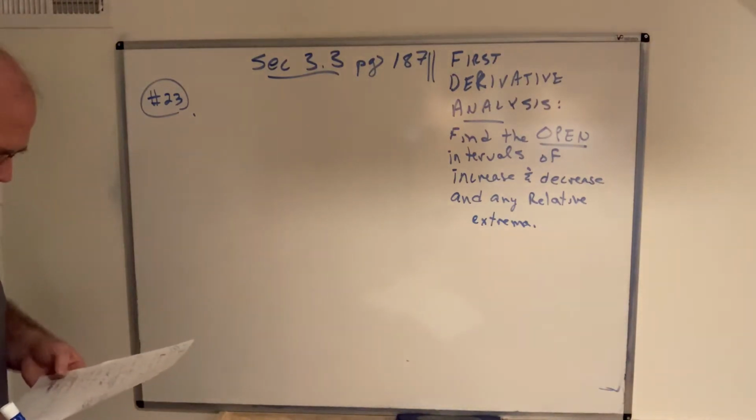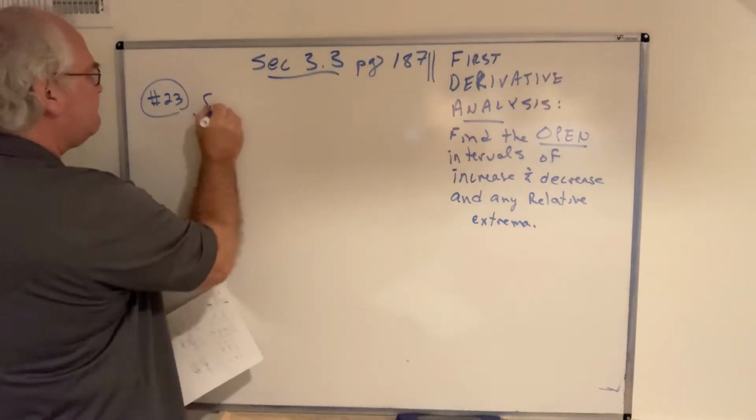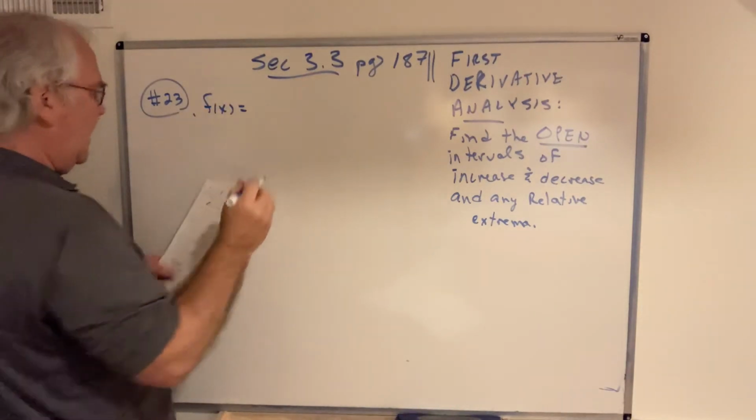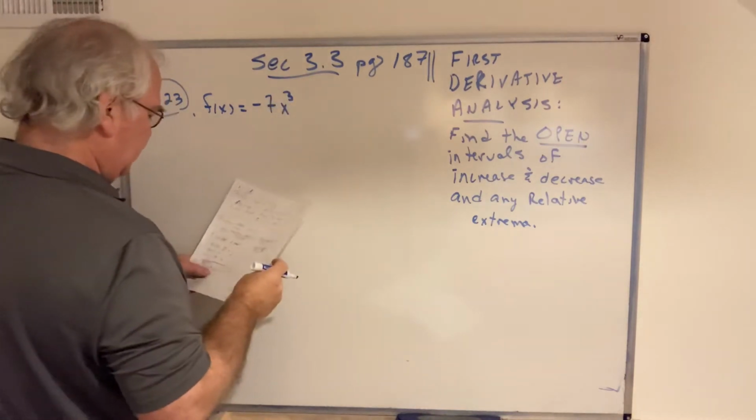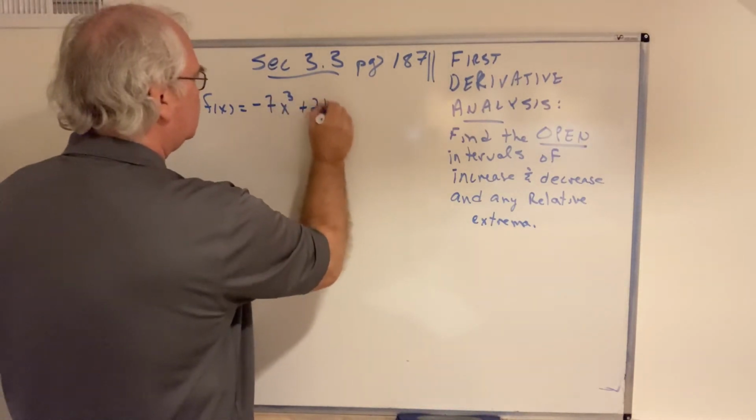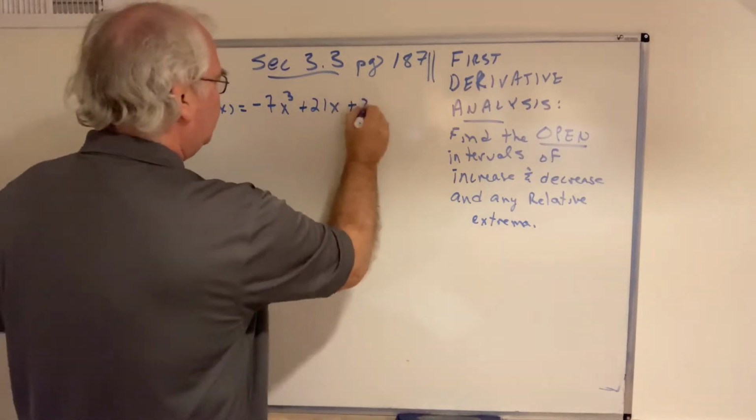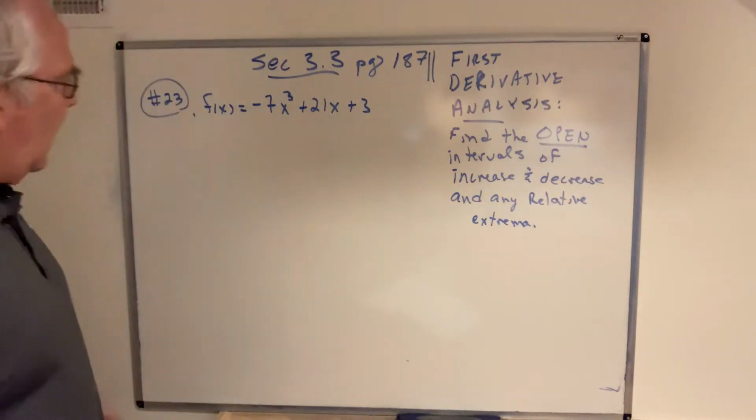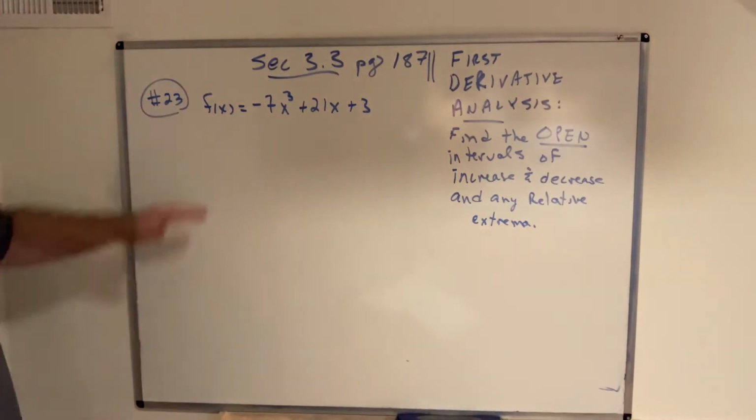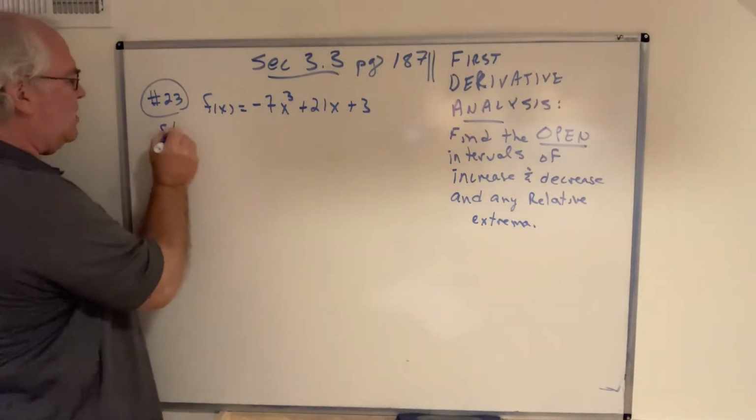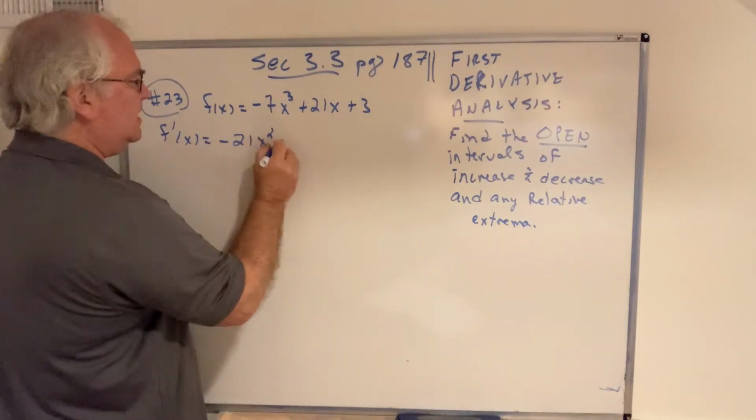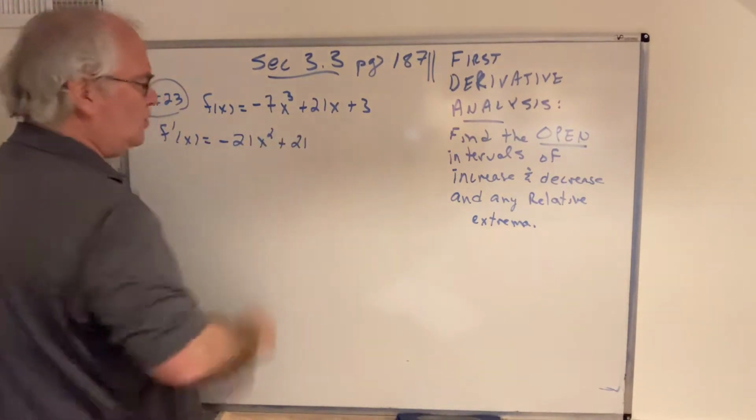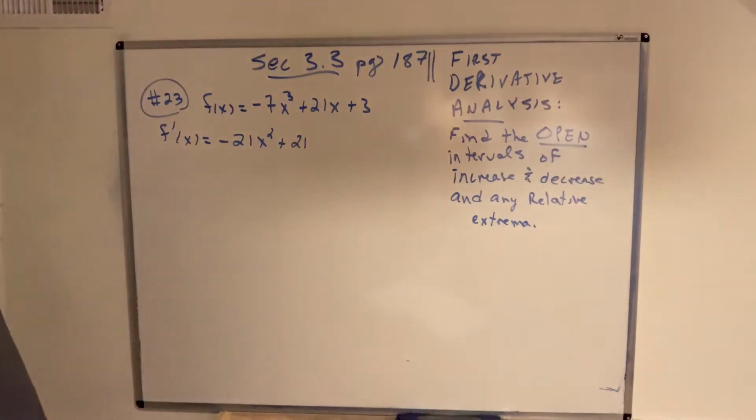The function is f of x is negative 7x to the third plus 21x plus 3. And so we're off to the races. First derivative analysis certainly requires the first derivative. That's negative 21x squared plus 21. That shouldn't be too much of a hassle to find.